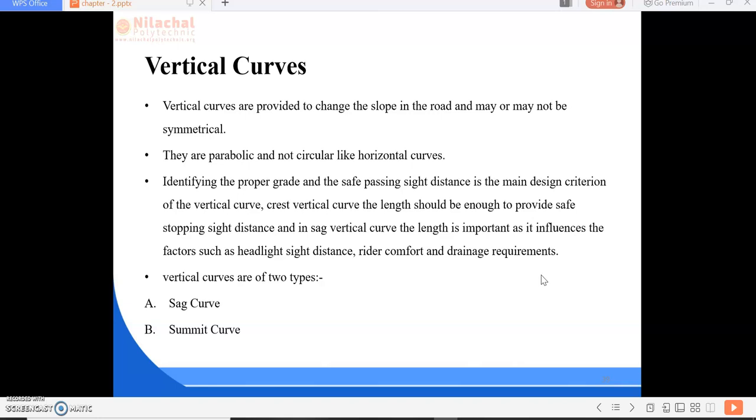In a crest vertical curve, the length should be enough to provide safe stopping sight distance. And in a sag vertical curve, the length is important as it influences factors such as headlight sight distance, rider comfort, and drainage requirements. So vertical curves are of two types: sag curve and summit curve.